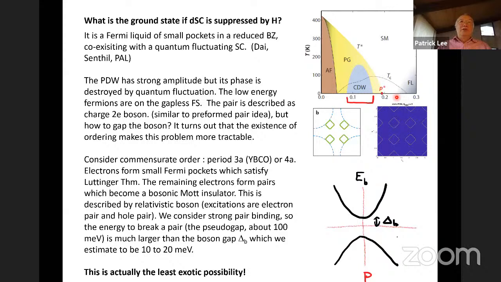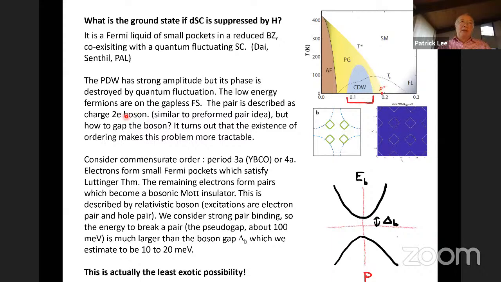What is the low energy theory of this quantum state? So again, we have strong phase fluctuation. So the low energy physics, we say, has gapless fermions on the Fermi surface on this pocket. But it has to have some bosonic fluctuation, which is a pair fluctuation, which we can think of as a preformed pair, let's say, that there are some charged 2e boson around.